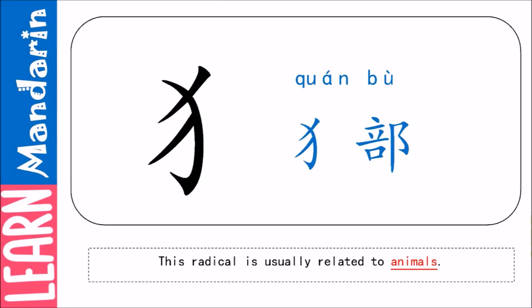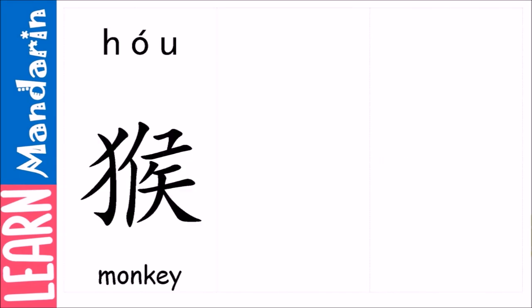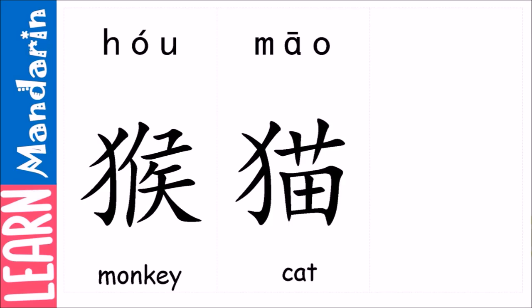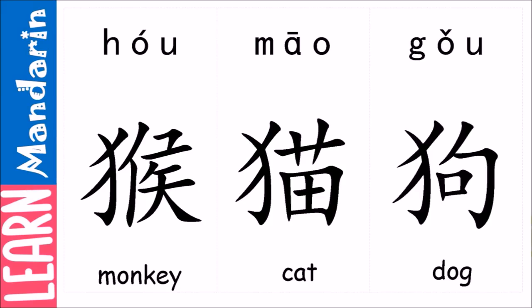The Chinese radical 全部 is usually related to animals. Examples of words that have this radical are 猴, which means monkey, 猫, which means cat, and 狗, which means dog.